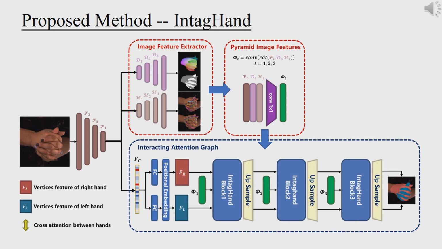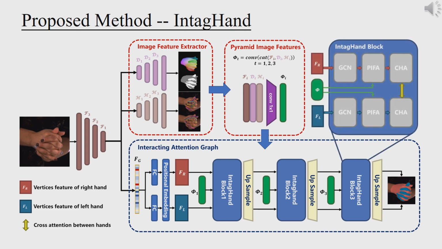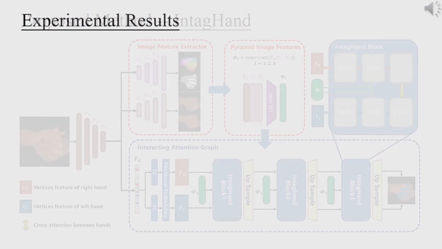The graph decoder is mainly formed by three IntagHand blocks linked by three graph upsample layers. Each IntagHand block has three modules: GCN, PIFA and CHA. Next we show several experiment results of our method.